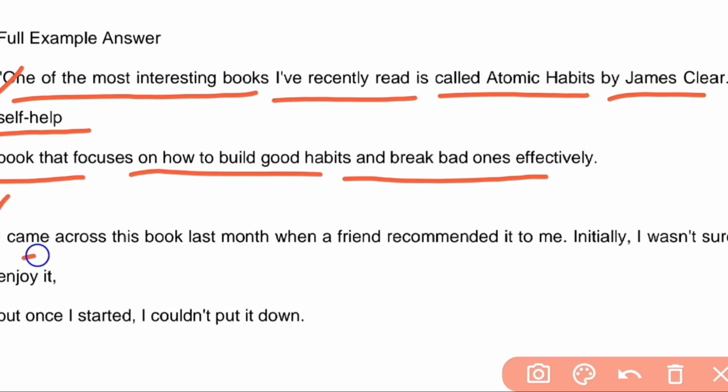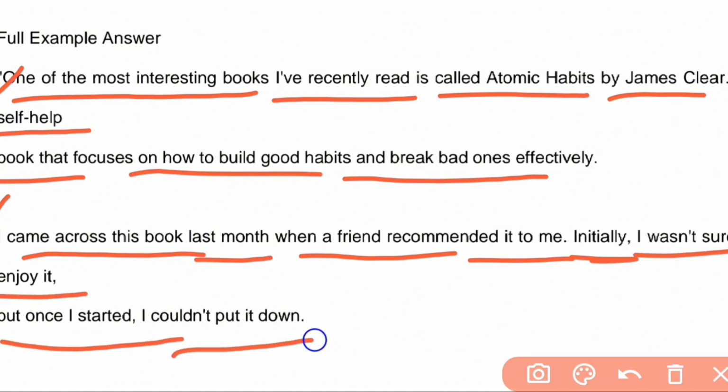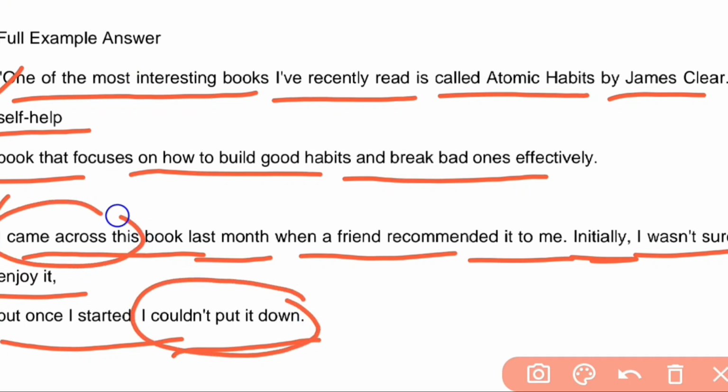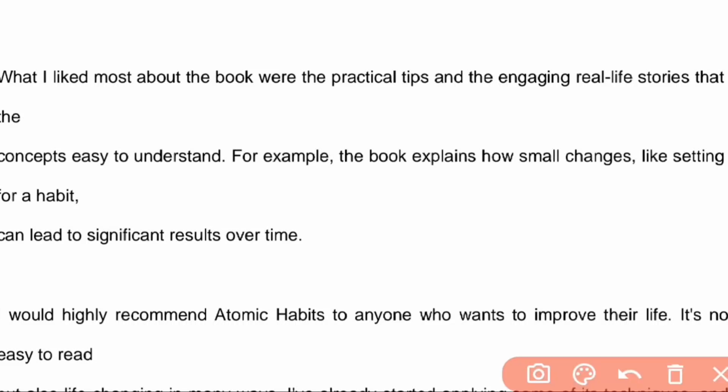I came across this book last month when a friend recommended it to me. Initially, I wasn't sure if I'd enjoy it, but once I started, I couldn't put it down. Also, focus on the vocabulary I came across. I couldn't put it down. These are phrasal verbs which will definitely help you to score more than 7 in your IELTS speaking if you use this type of language.